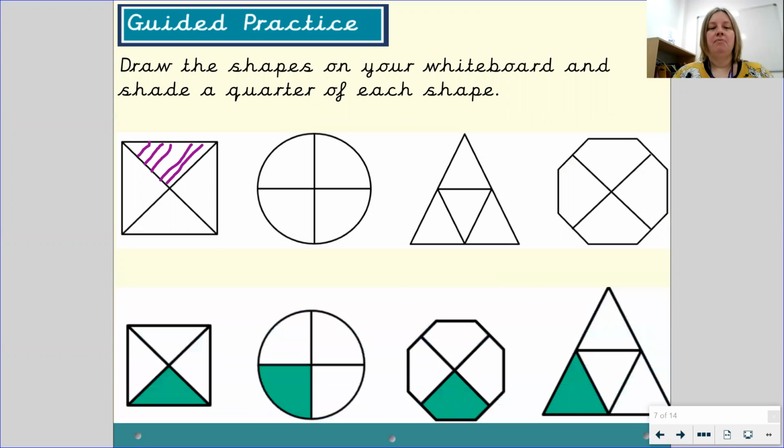Let's have a look. So this is how we could show 1 quarter of each shape. It doesn't matter which quarter you have coloured in as long as you have only coloured in 1 part. So you could have coloured in this part of the circle. You could have coloured in this part of your triangle. And you could have coloured in this part to show 1/4 of each shape.